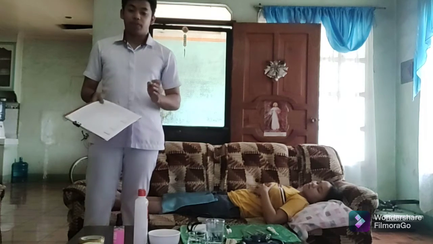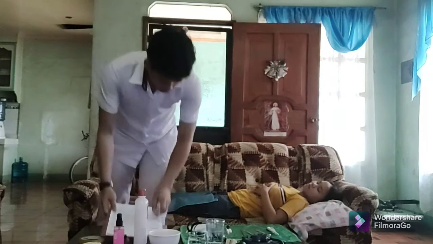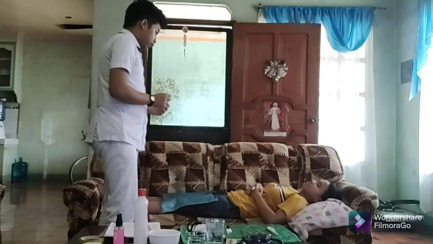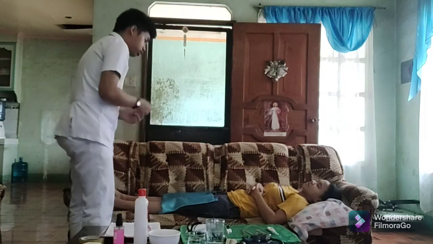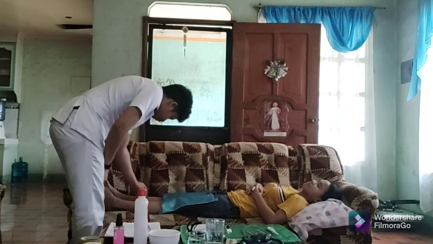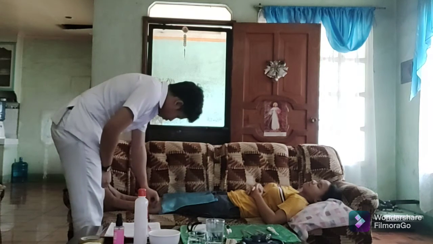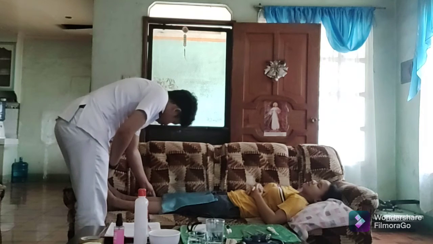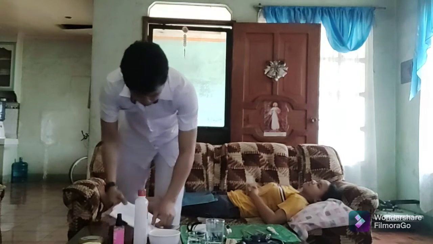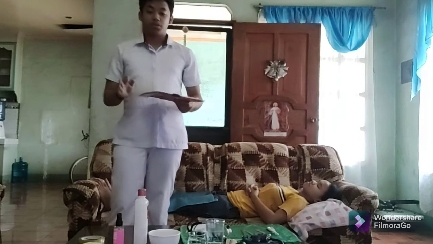Next is to test for the following. So first is the sensation to dull and sharp sensation. So here, ma'am, I have an object, ma'am. So can you tell me, ma'am, if it is dull or sharp, ma'am? So I want you to close your eyes, ma'am. Sharp. Dull. Sharp. Dull. Sharp. Dull. Okay, ma'am. So the client was able to feel the object I used.